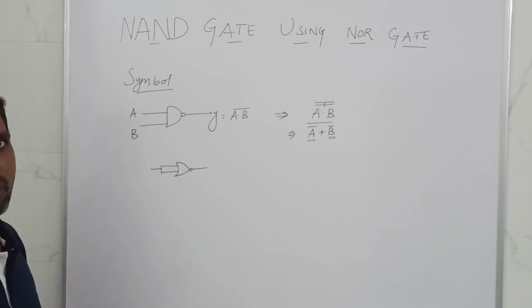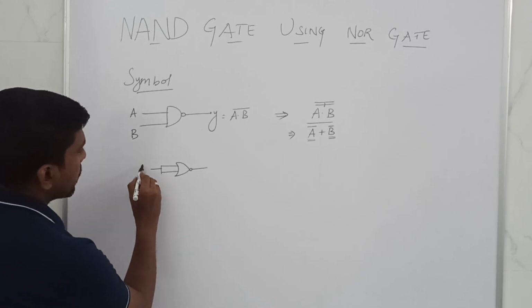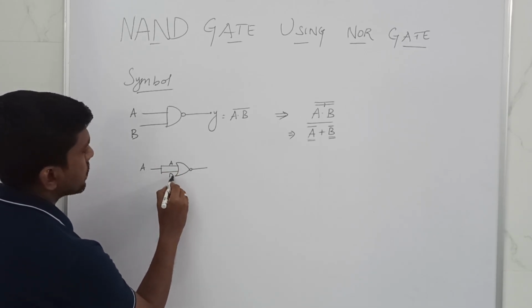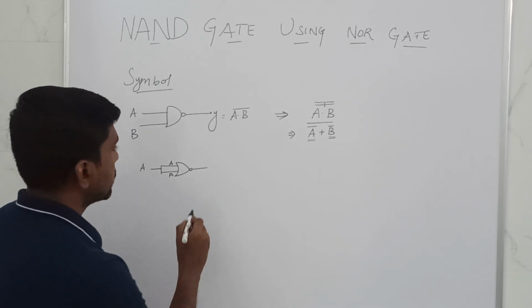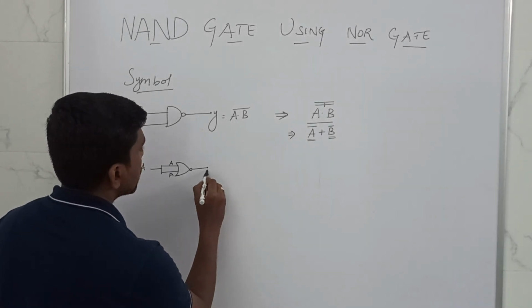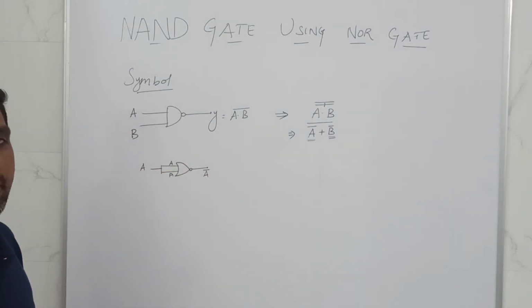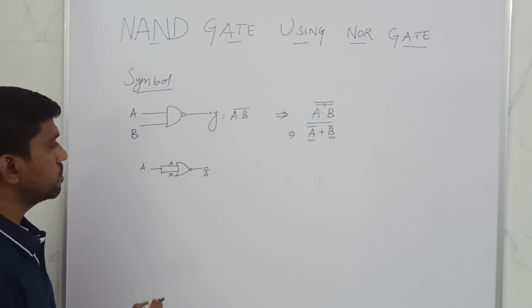So it's the symbol of a NOR inverter. The inverter input is A. The first terminal input is A and the second terminal input is also A. The corresponding output is A bar. This concept we discussed in an earlier video. If you need it, kindly refer to that video.